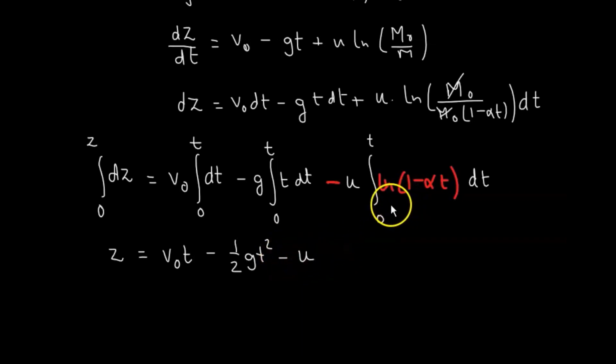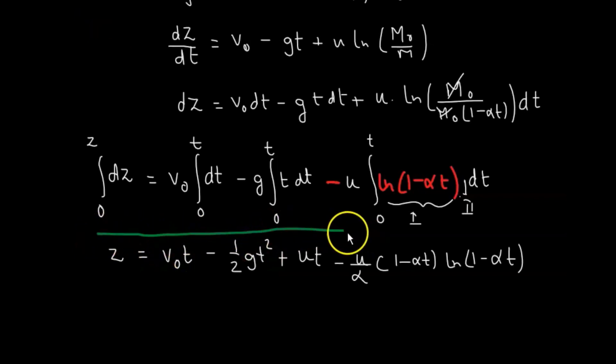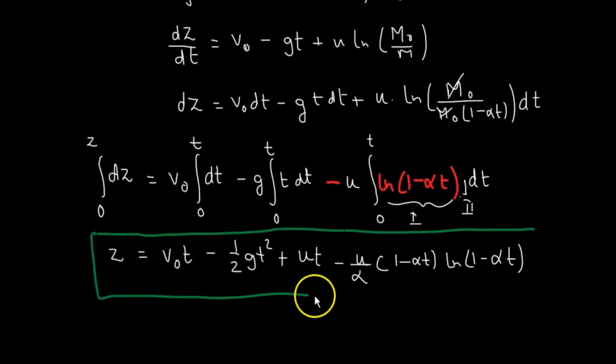Now this integration is fairly simple. We can use integration by parts, so we can treat this as the first function multiplied by 1, where 1 will be treated as the second function. We can integrate it by parts. So let me write down the final expression. This will be plus u times t minus u over alpha times 1 minus alpha t times natural log of 1 minus alpha t. So this is the expression for the distance traveled by the rocket under the influence of gravity.